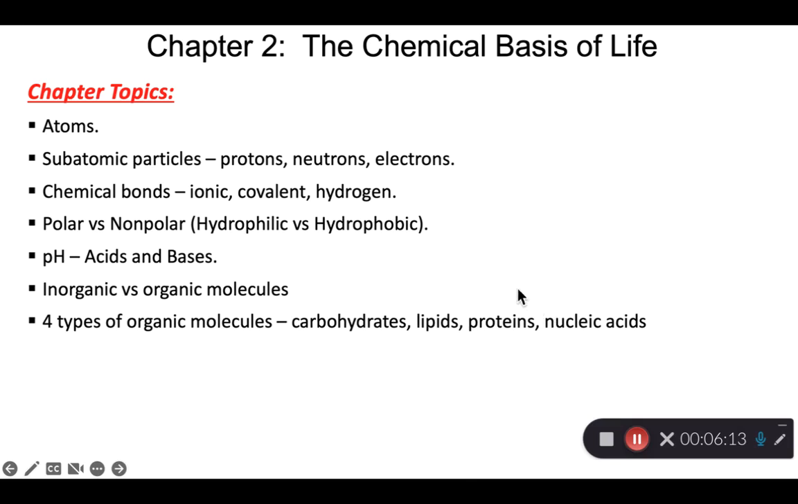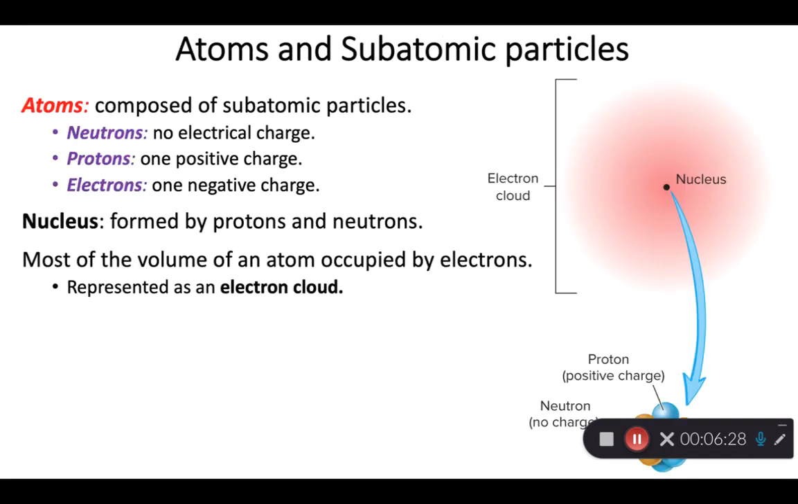Proteins do a lot of the work in your body, so they're going to be things like enzymes, and you might have structural proteins in the body. And then nucleic acids, those include DNA and RNA. So let's start with atoms and subatomic particles.